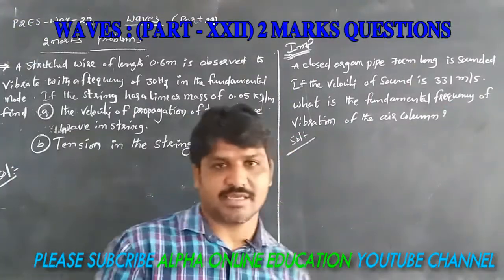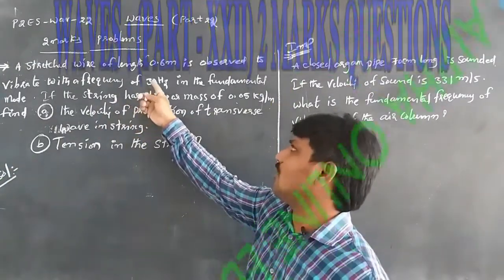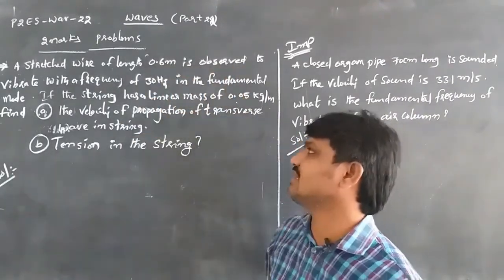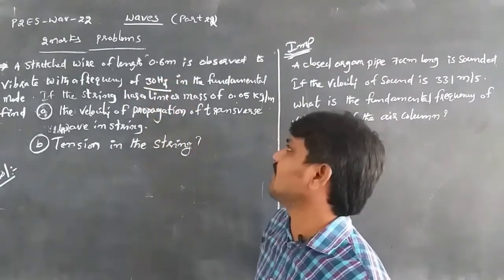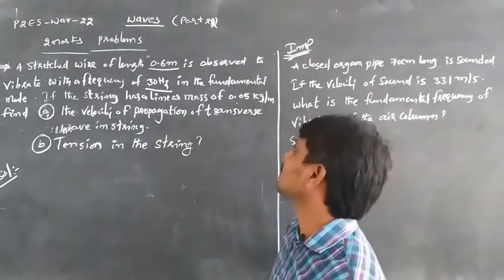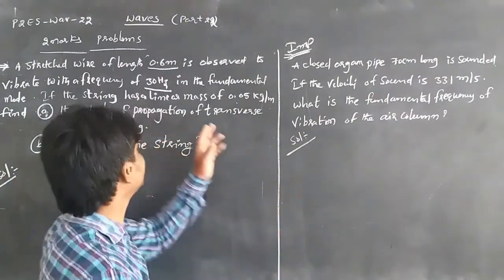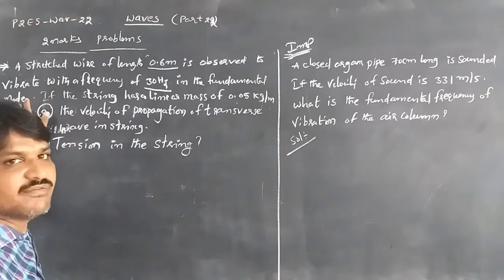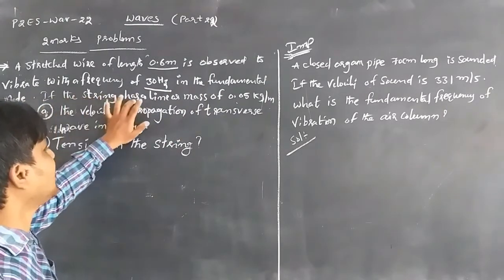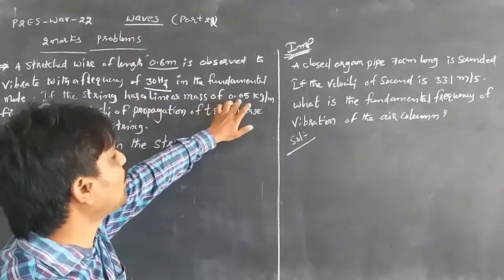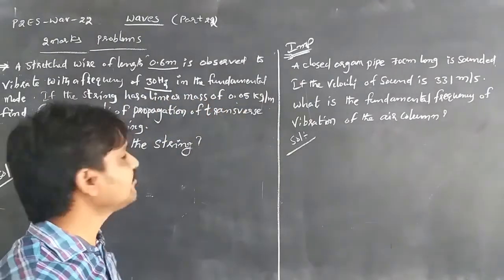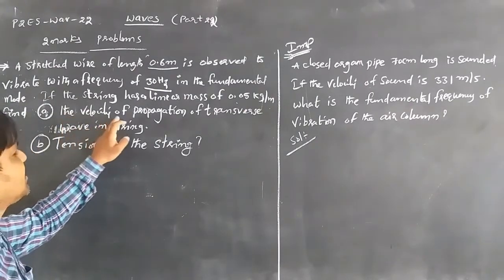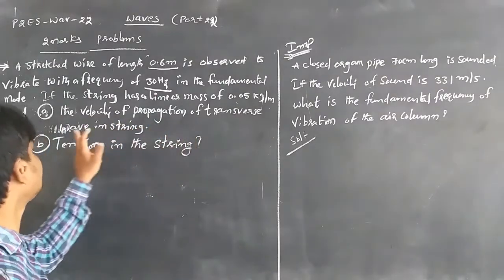The next problem: a stretched wire of length 0.6 meter is observed to vibrate with a frequency of 30 Hz in the fundamental mode. If the string has a linear mass density of 0.05 kilogram per meter, then find, he asked for two questions, the velocity of propagation of the transverse wave in the string.